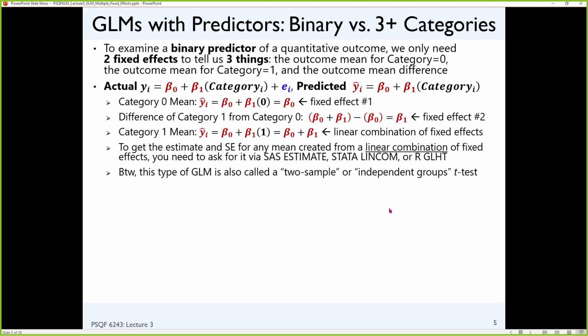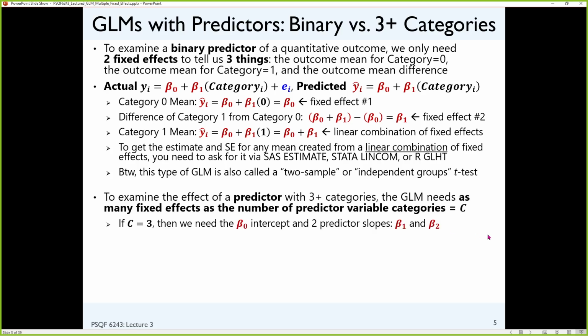Okay. So then how does this story have to change in order to accommodate a predictor variable that has 3 or more groups? That's where we're headed. So in general, your general linear model has to have as many fixed effects as you have categories for each category of your predictor to be given its own mean.